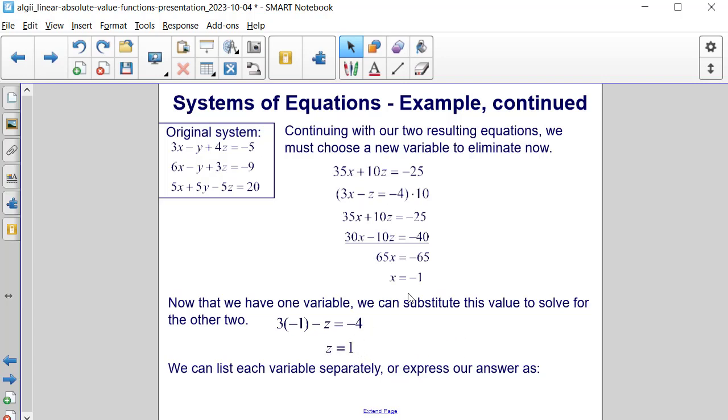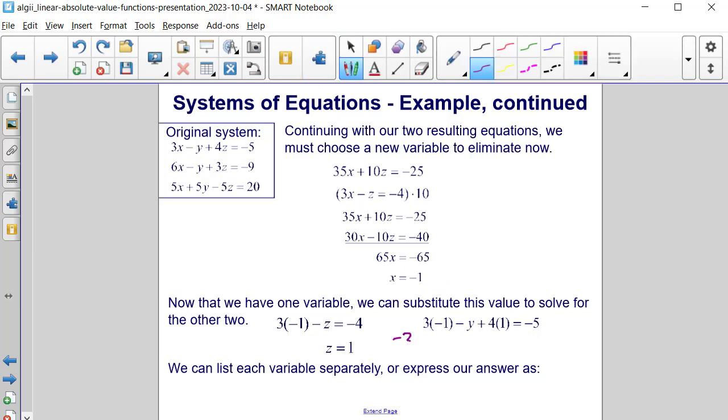Now we can take both x and z and substitute them into any of our equations that we have here. Let's use the first one. So 3 times negative 1 minus y plus 4 times 1 is equal to negative 5. We'll have negative 3 minus y plus 4 is equal to negative 5.